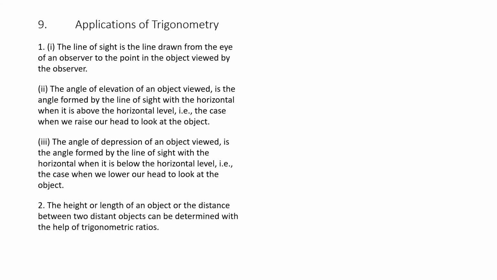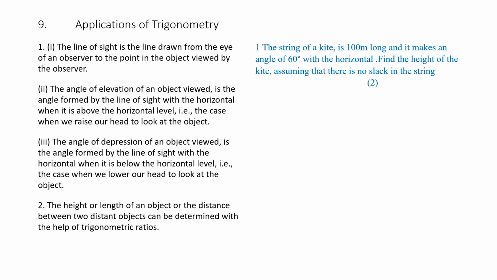The height or length of an object or a distance between two distant objects can be determined with the help of trigonometric ratios. Let us take the example. The string of a kite is 100 meter long and it makes an angle of 60 degrees with horizontal. Find the height of the kite assuming that there is no slack in the string. So, a kite is flying and it makes an angle of 60 degrees. The string is 100 meters long and we have to find the height of the kite from the ground.